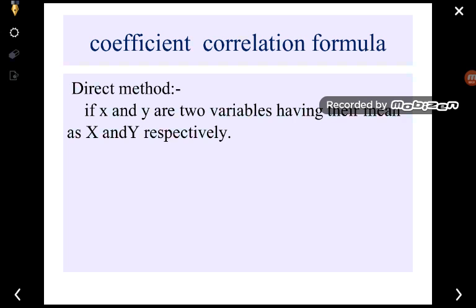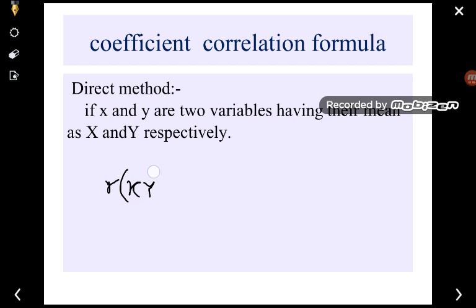The direct method we are going to solve with one example, but before that we must know the formula. If x and y are the two variables, first we have to find out the means, that is x bar and y bar respectively. So the formula for the direct method is the coefficient of correlation, that is R of x, y.